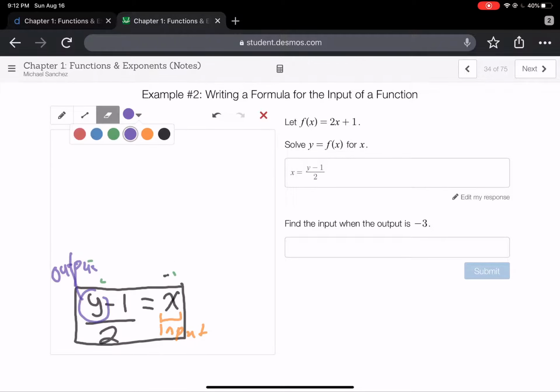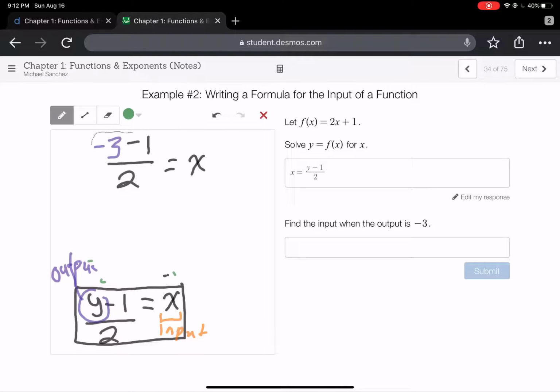All right, and then I'm going to go ahead and do this. (y - 1)/2 is equal to x. Okay, so what I want to do is switch my y with the -3. They want us to solve when the output, or y, is -3, so I'm just replacing the y with a -3, and then I'm going to solve.